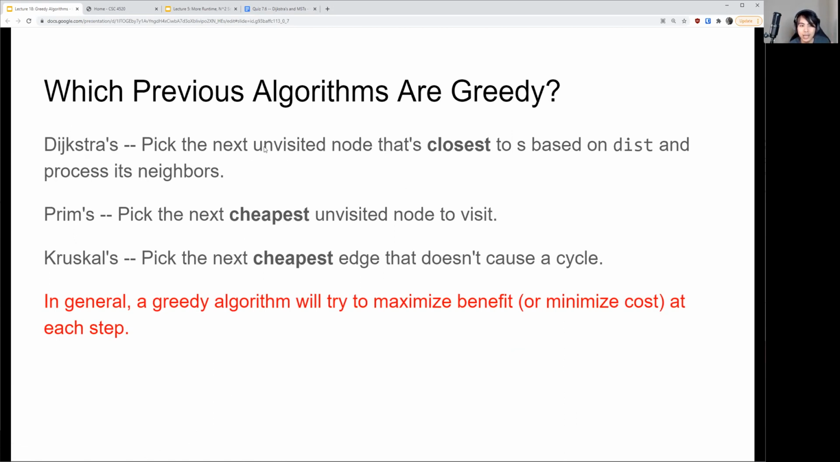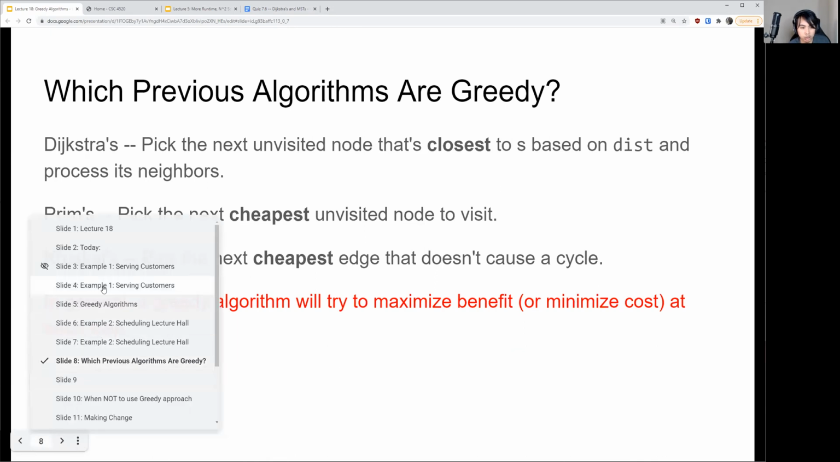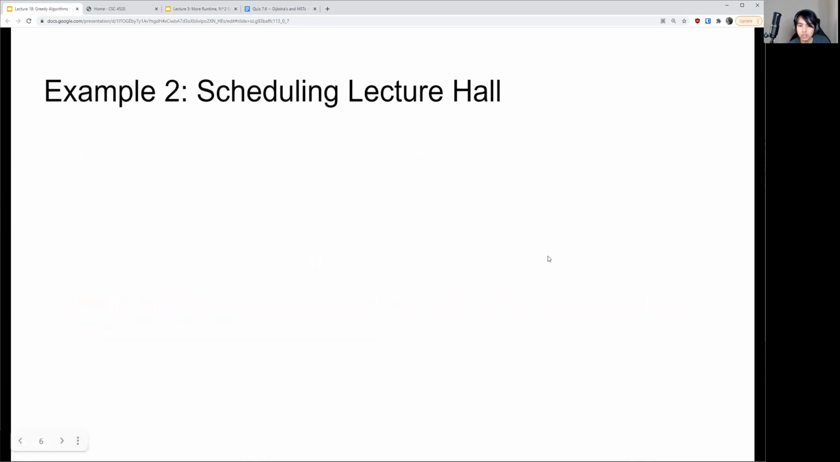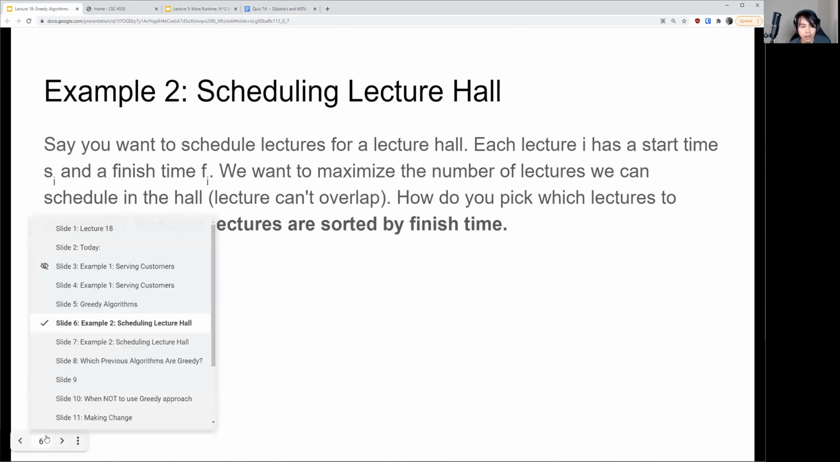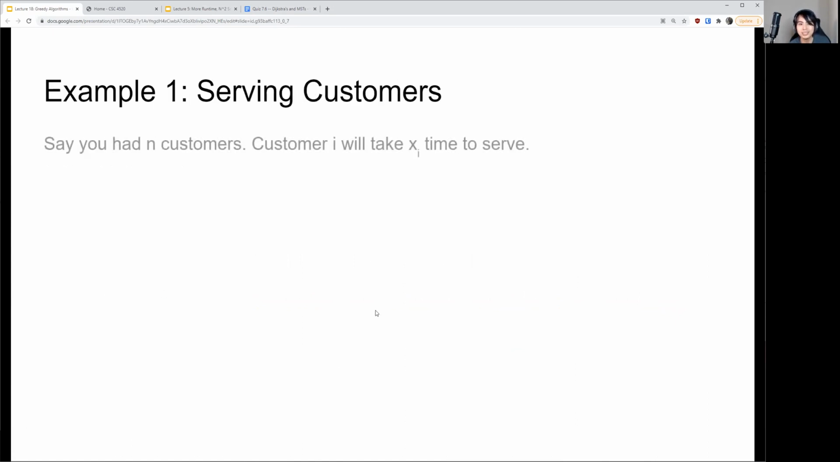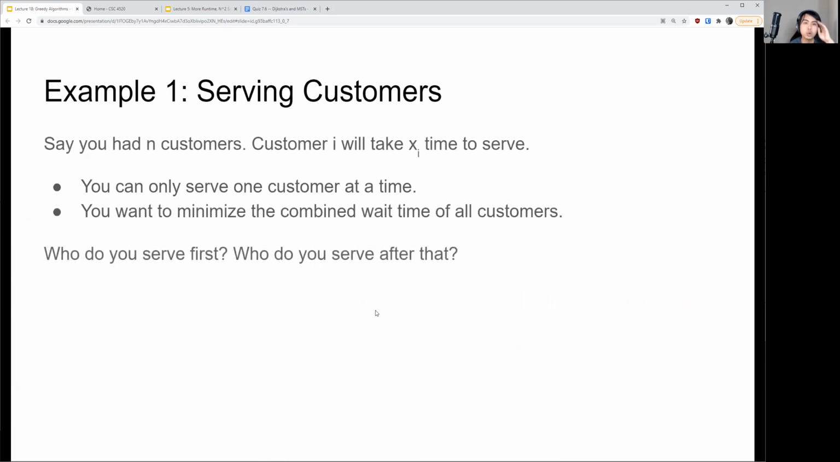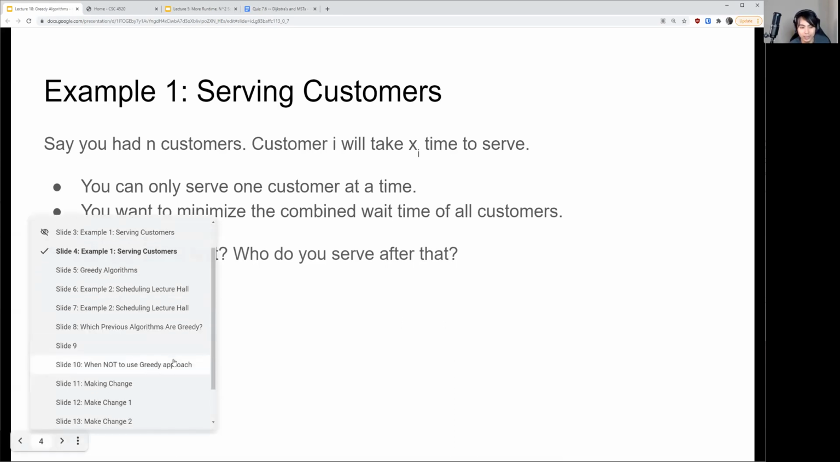So we're trying to maximize benefit. In other words, pick the next unvisited node that's closest. Pick the next cheapest unvisited node to visit. Pick the next cheapest edge. So we're minimizing costs in all of these, right? We can also maximize benefit for scheduling the lecture hall by trying to maximize the number of lectures we can book by booking the earliest lectures first. Another example of minimizing cost is this idea of, for example, minimizing the total amount of wait time by picking the customer that has the least amount of wait always.